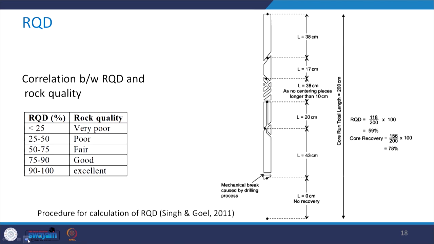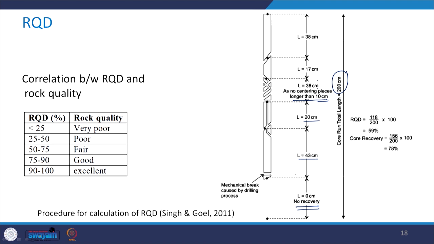Take a look here at this figure. You see that the total core run length is, say, 200 centimeters in this case, okay? And this is how you have obtained the core all along the depth of this drill hole. Up to this, there was no recovery. Then you get a piece with L as 43 centimeters, followed by 20 centimeters, and then here L is equal to 38 centimeters, but no remaining piece is there which is longer than 10 centimeters, okay.